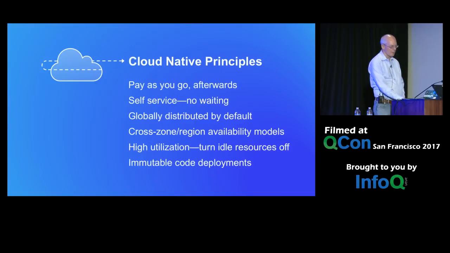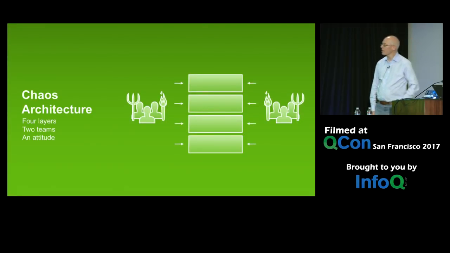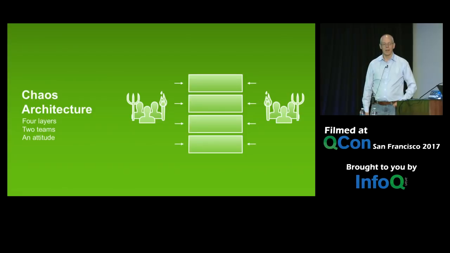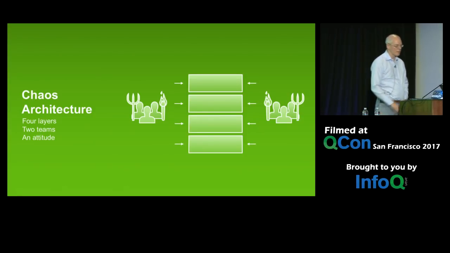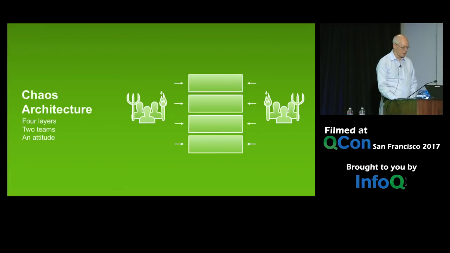All right, so I'm going to move on now and talk a bit about chaos architecture. And I like to describe this as 4 layers, 2 teams, and an attitude. So I'm going to go through and explain what these layers are, kind of what the teams do, and what the attitude is.